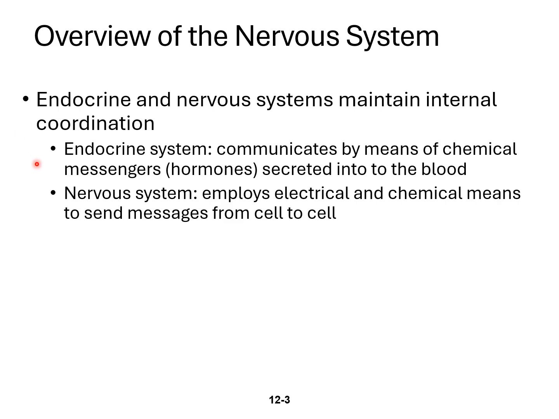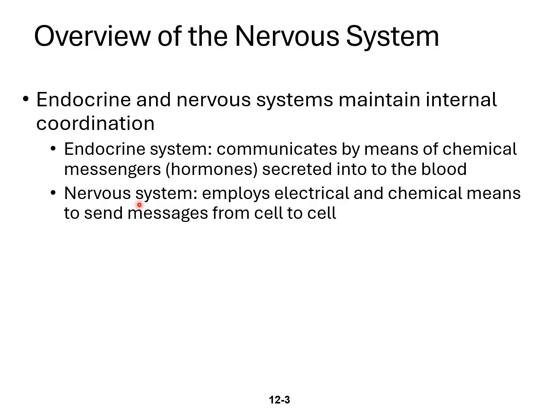A way to kind of think of it is the nervous system is extremely quick because it uses chemical and electrical signals. Endocrine's a little bit slow because an endocrine gland has to secrete a hormone. That hormone then has to go into the blood. That blood then has to circulate to the target cell. Also, the endocrine system, by using hormones, has a longer effect than the nervous system.